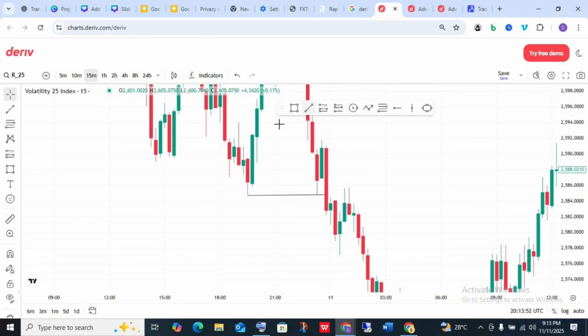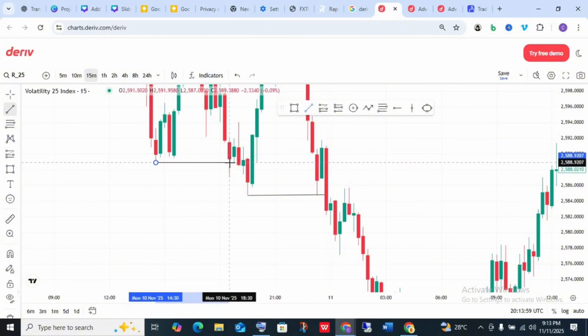Here, this is not a break of structure. You can see this is the wick of the candle that is touching the line. This is not yet a break of structure, but then when we extend the line, you can see that price eventually closed under the line. The body of the candle closed under, so we can call it a valid break of structure now.